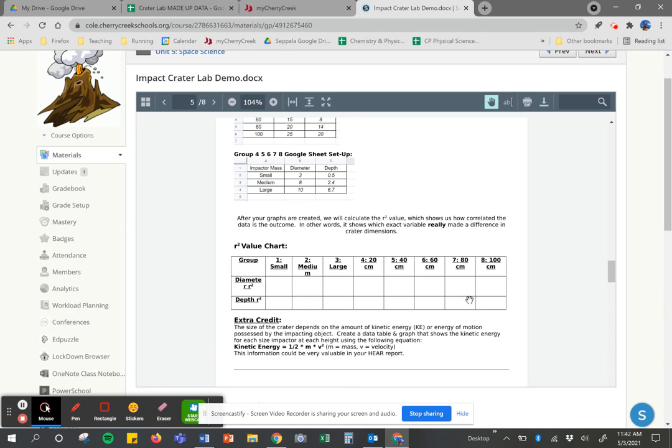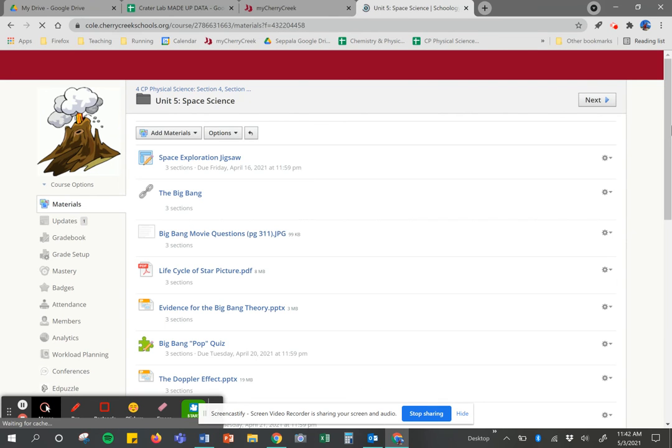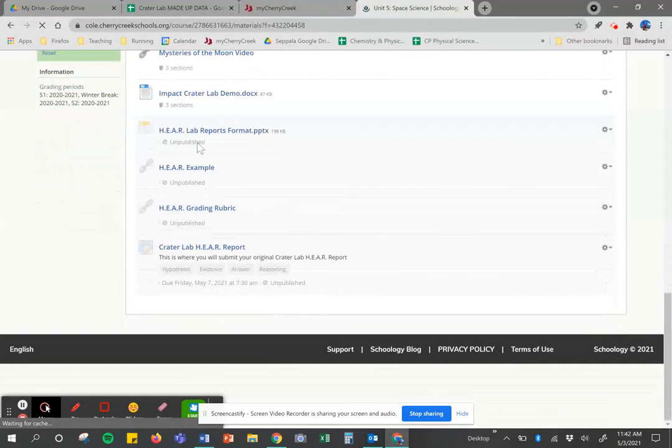So, what are we going to do tomorrow? Tomorrow, Tuesday, pull up my Schoology page. Tomorrow, Tuesday, we're going to talk about these HERE reports. We're going to go over this lab report, we're going to go over this example, and we're going to go over the rubric. That's going to be on Tuesday.